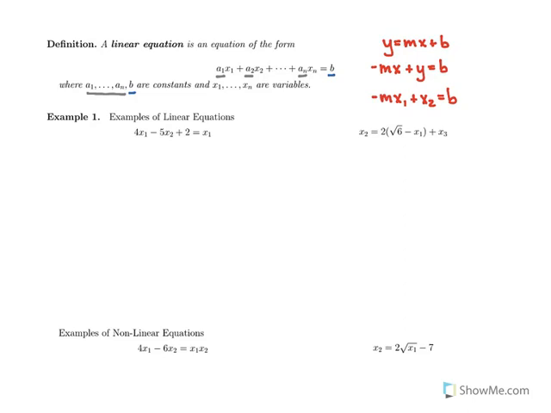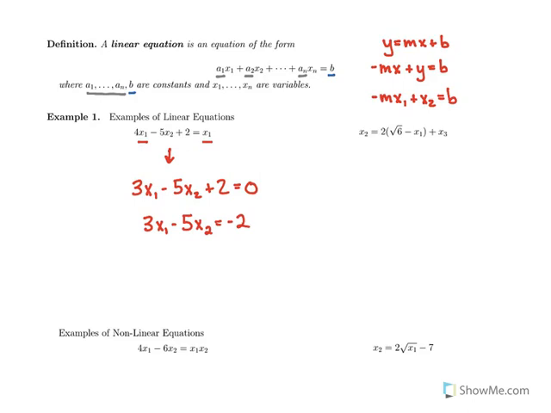First one, 4x1 minus 5x2 plus 2 equals x1. In this case, what's a little bit odd is that I have two x1s, but I can get rid of that by combining like terms, moving the x1 over, and I can have 3x1 minus 5x2 plus 2 equals 0. And then to put it in the form in the definition, I can move the 2 over and have 3x1 minus 5x2 equals minus 2.